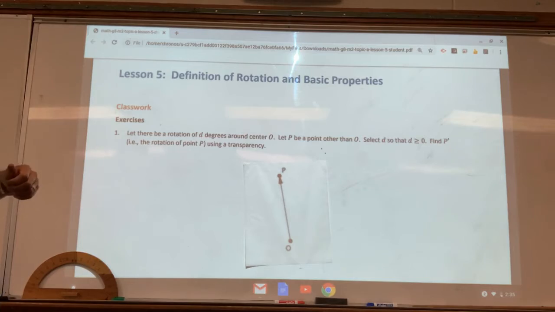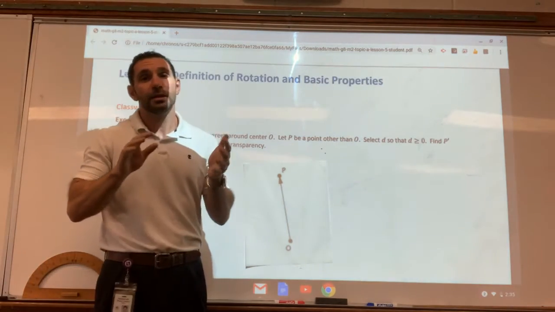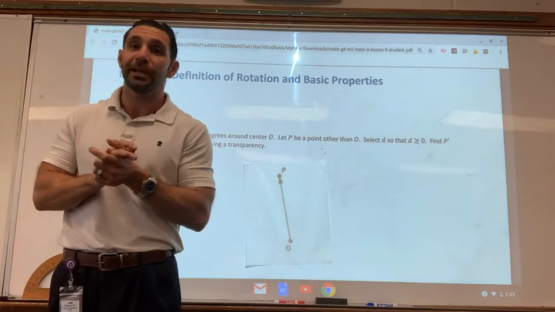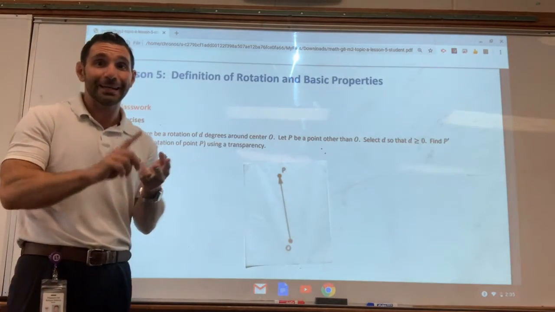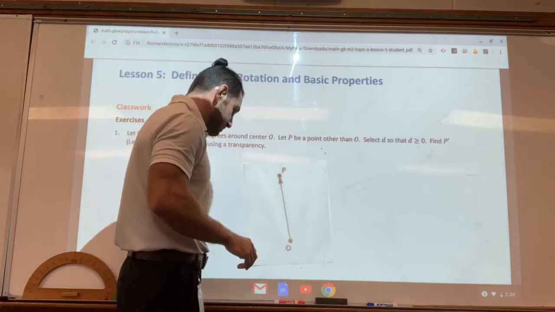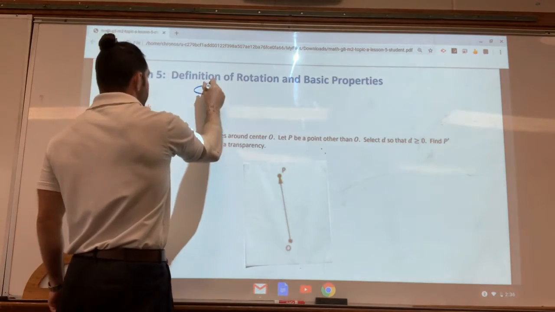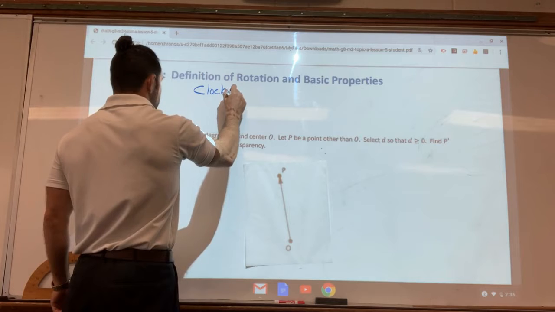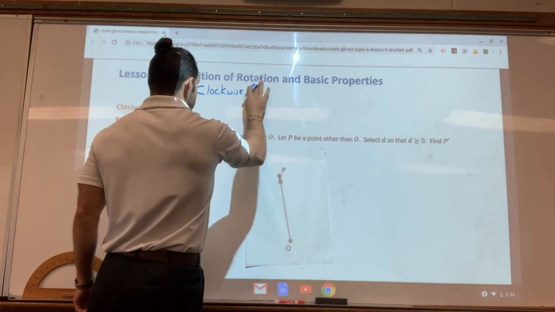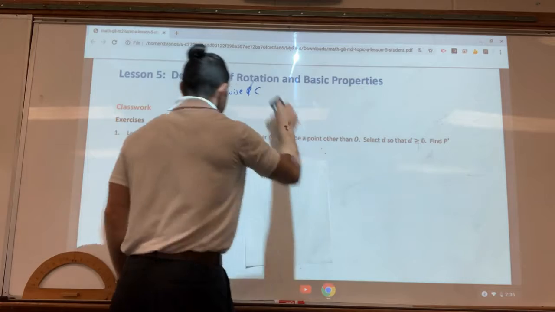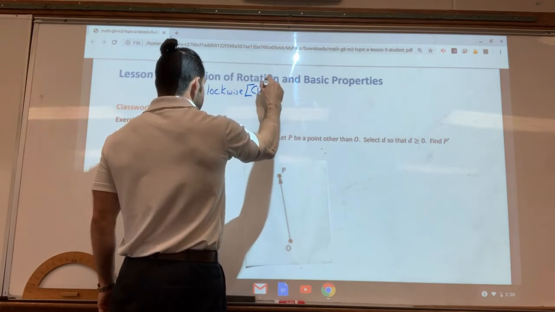So here's the key thing. They talk about positive and negatives. This is going to be the only time that I differ a little bit from Engage New York. We talk about clockwise and counterclockwise. I want you to think clockwise. Here's my parenthesis. Actually, let's put brackets so it's not as confusing. Clockwise is abbreviated as CW.